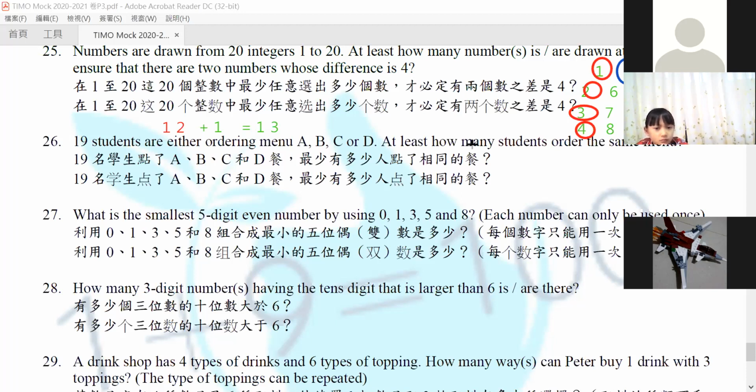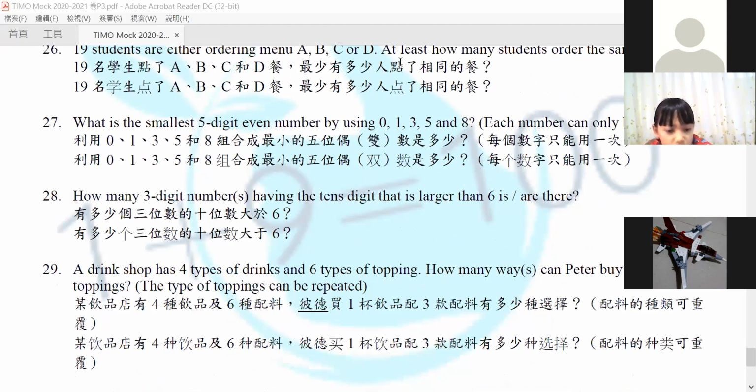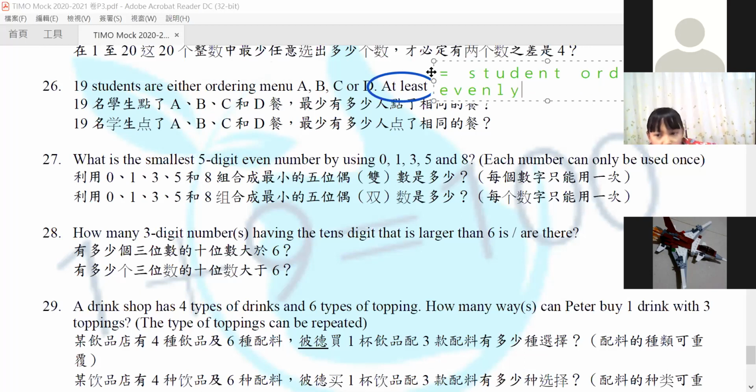So now let's go to question 26. 19 students are picking A, B, C, and D. How many students are ordering the same menu? Now, because we are asking at least, what is the situation such that there is the least number of students picking the same? What's the answer of 25? It is 13, yes, 12 plus 1. In 26, if there is the least number of students picking the same, it means that the students must order as evenly as possible.